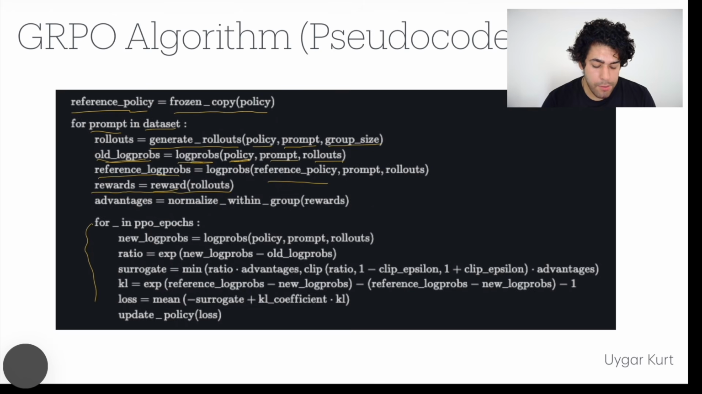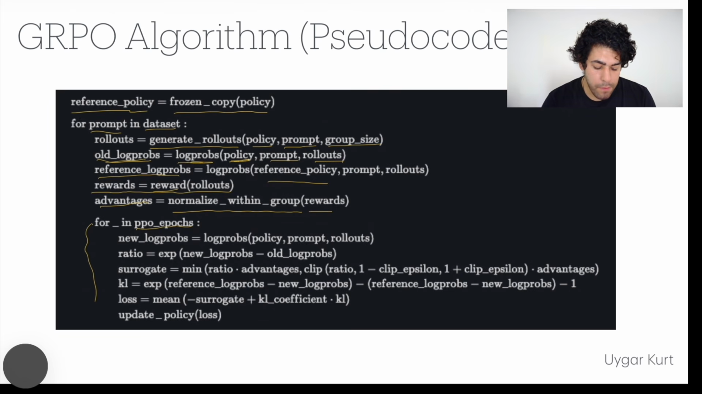And then we have to calculate advantage, and we will have a function for that too. We will give the rewards, and it will return us the advantages. And then we will actually do the gradient updates. So we will have a hyperparameter called PPO epochs, which is the number of times you want to do this update.